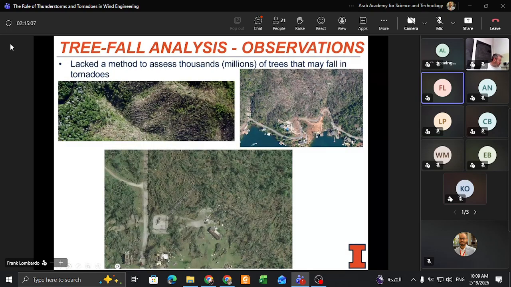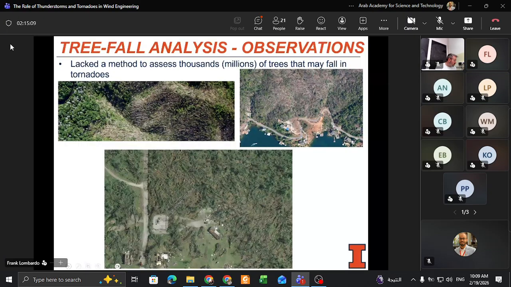And so the method was great. It existed over 100 years ago. The issue was, and it doesn't show up great in this presentation, that we didn't really have a ton of aerial photos to be able to apply these methods. And even if we did, there are a lot of times thousands or millions of trees that may fall after tornadoes, especially in these forested regions.